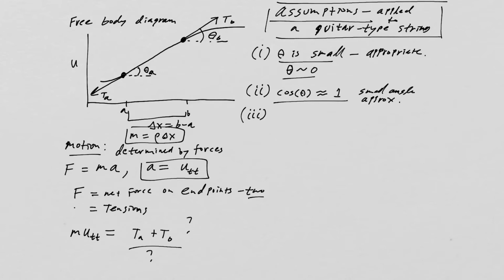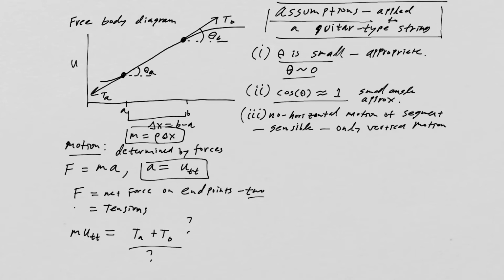Three. Okay, so this one is a really important one. There's no horizontal motion of the segment. Okay, and of course this is also sensible. It's a sensible assumption. Again, look at a guitar string. If you watch a segment of string, it's more or less going to be only vertical motion.